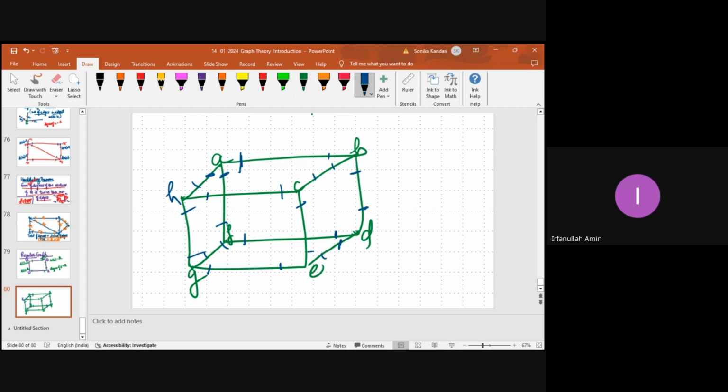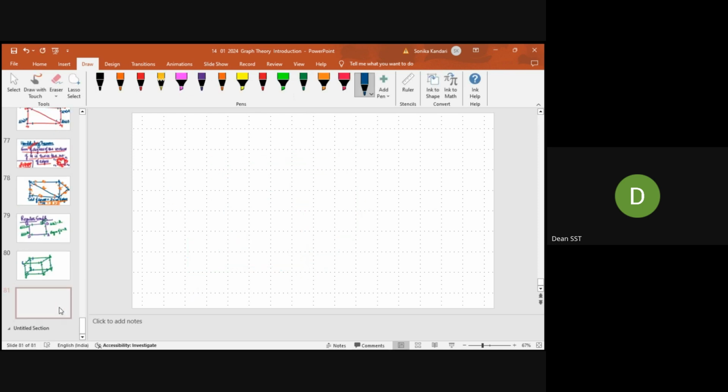Now I will give you 2 examples. You have to find whether these graphs are regular graphs or not. See the example carefully, then answer. Will you try? Yes, ma'am.